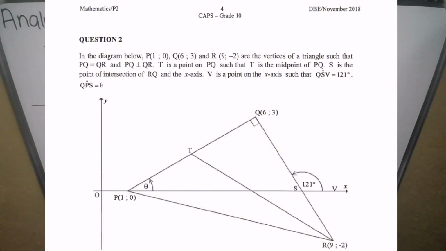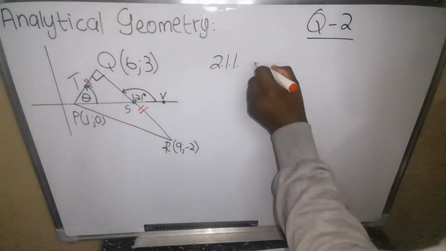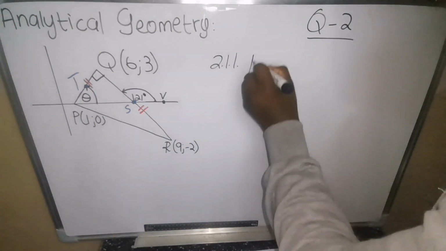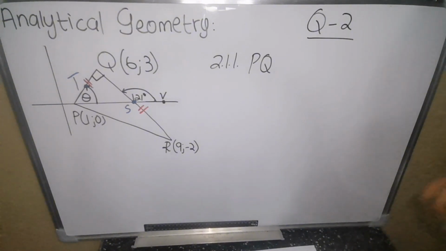Yes guys, now let us start with the first question. Question 2.1 says determine the length of PQ. Which means you must determine the length of PQ. How do you determine the length of PQ? In any question in analytical geometry, you need to use the distance formula. What does the distance formula say?